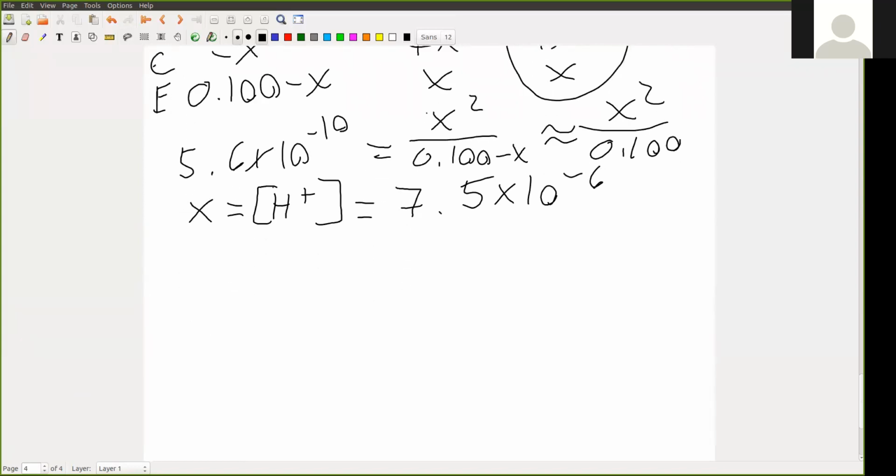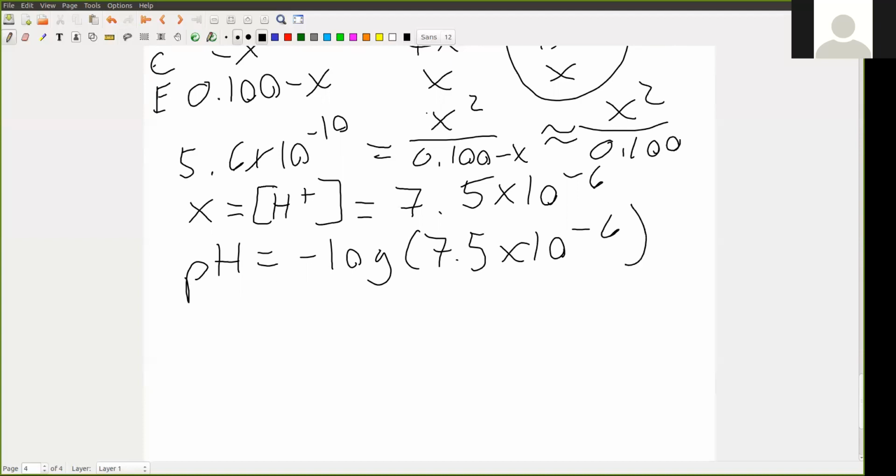And once you've solved for that value, you can take the pH, which is equal to the negative log of 7.5 times 10 to the minus 6. And that should be molar, which gives us a pH of 5.13.